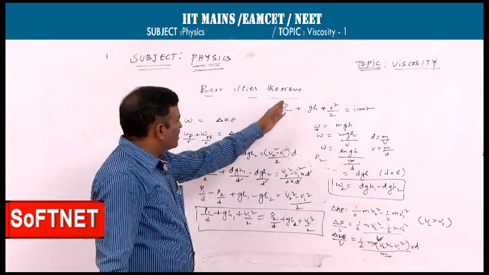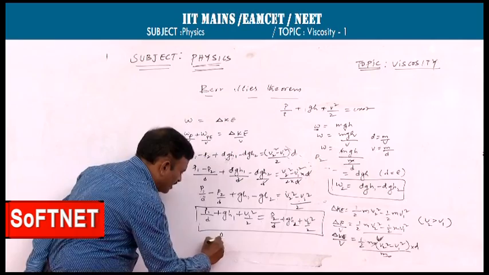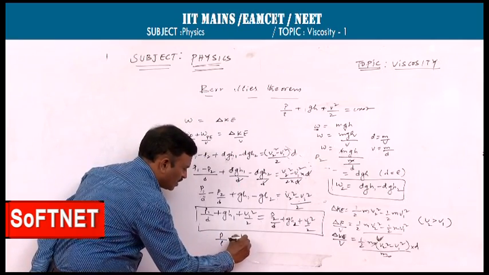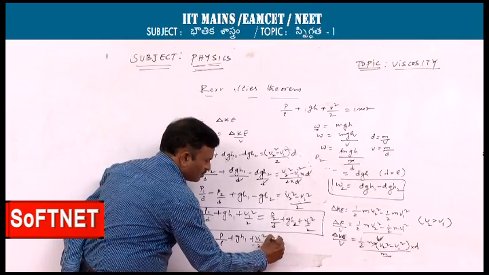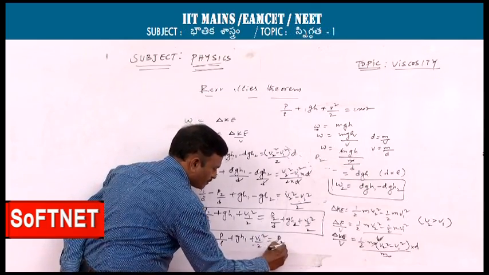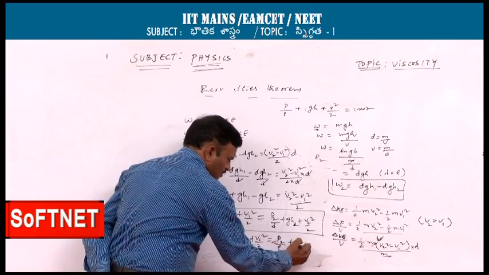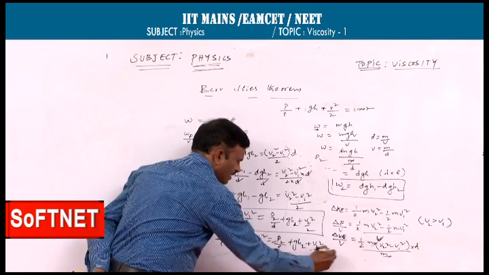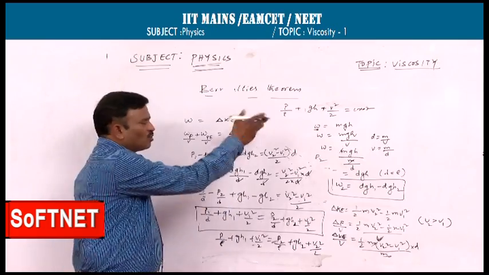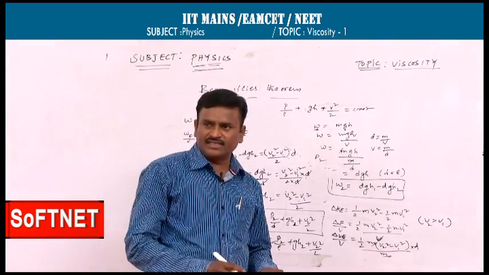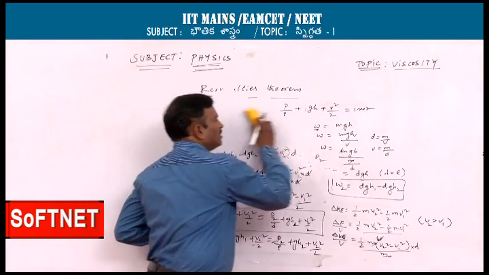In such a manner, we can say that rho is nothing but density. We can even write P1 by rho plus g h1 plus v1 square by 2 is equal to P2 by rho plus g h2 plus v2 square by 2. We can write the equation in terms of either d or rho, using the term for density. Let us see how this expression will be useful.